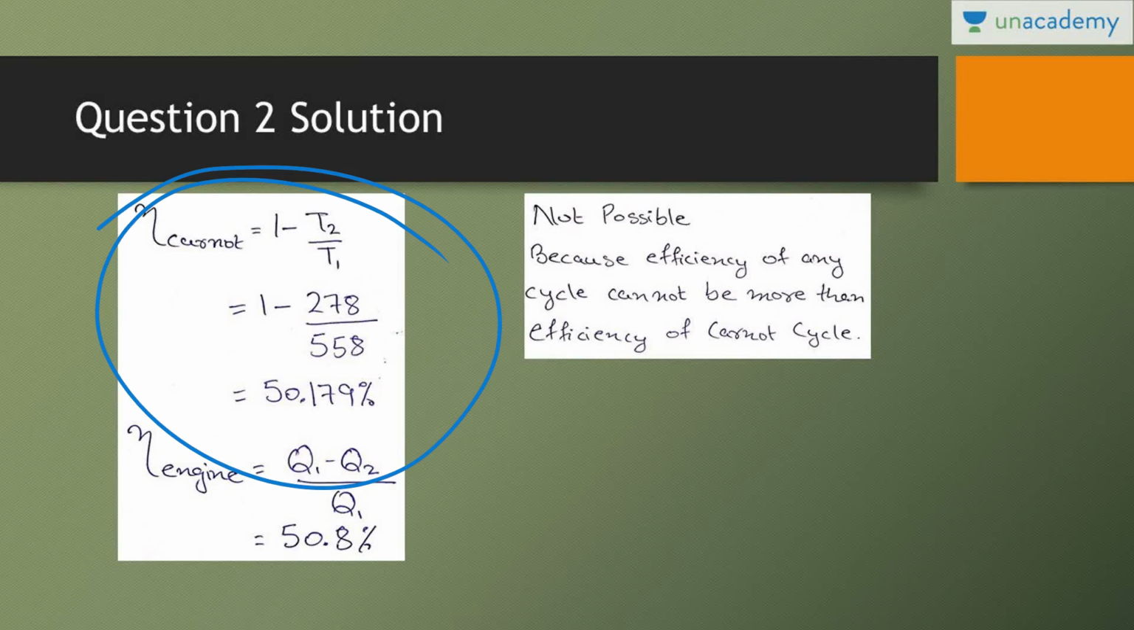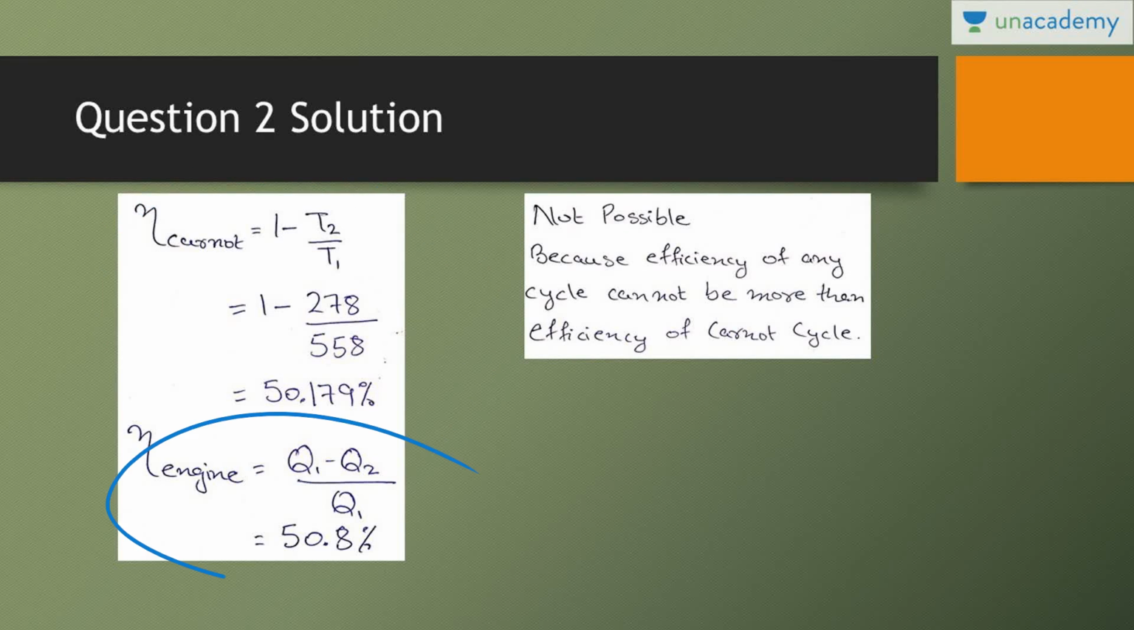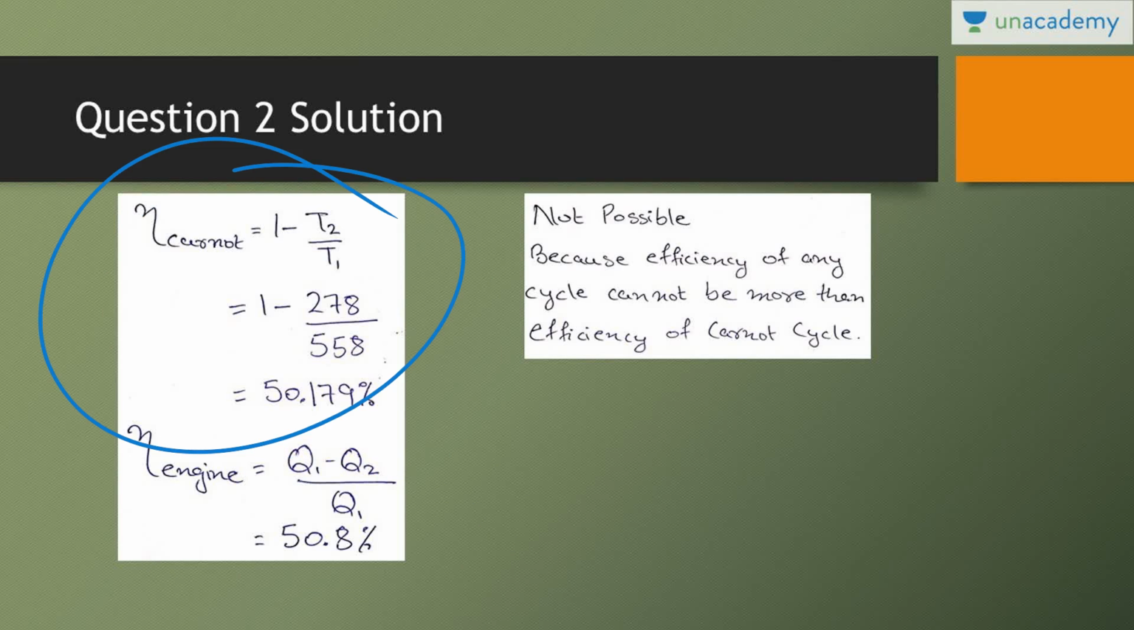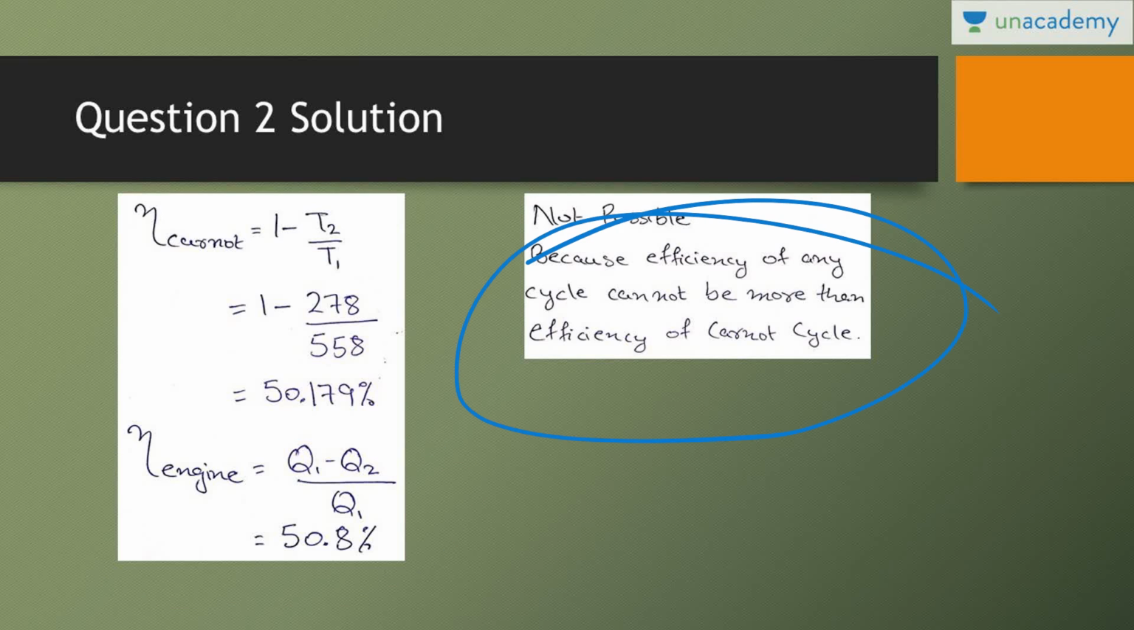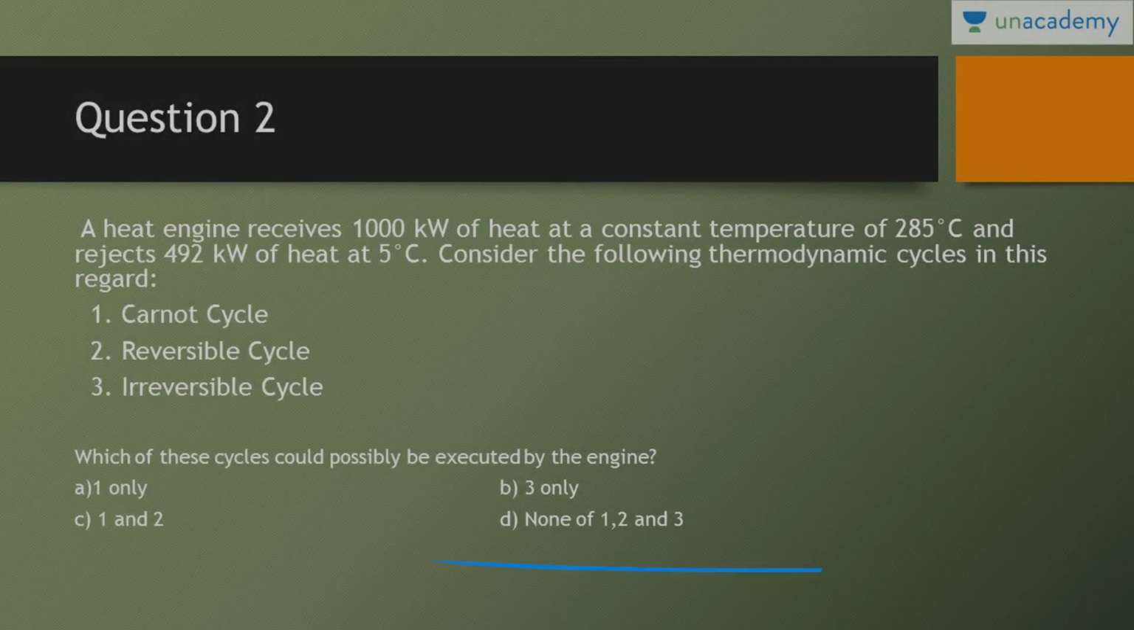Now to calculate the efficiency of the engine, we will take the heat, which is (Q1 minus Q2) upon Q1. So the efficiency of the engine is 50.8. See, Carnot efficiency is 50.17 and engine efficiency is 50.8. And as I have already explained, the Carnot cycle is the most efficient cycle. No cycle has higher efficiency than the Carnot cycle. So this is not possible, because the efficiency of any cycle cannot be more than the efficiency of the Carnot cycle. So the answer for this is D, none of the above.